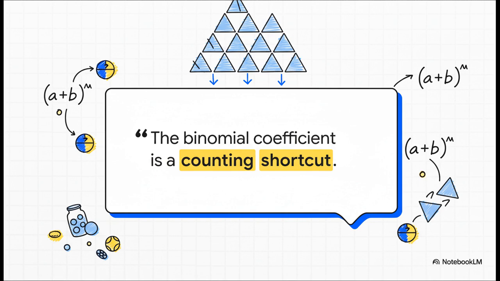The reason the number in front of a squared b squared is a 6 is because there are exactly 6 different ways you can pick 2 b's out of the 4 factors you're multiplying. The pattern isn't some random math magic, it's literally just counting.